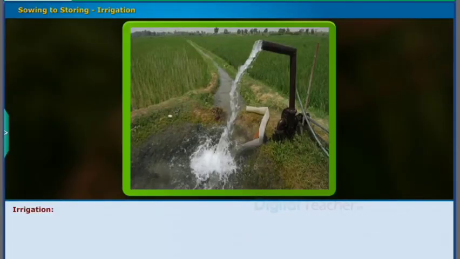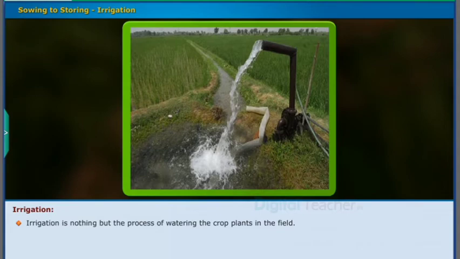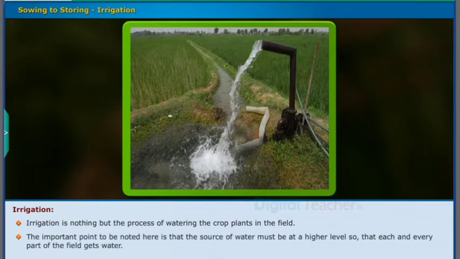Irrigation in agriculture. Irrigation is nothing but the process of watering the crop plants in the field. The important point to be noted here is that the source of water must be at a higher level so that each and every part of the field gets water.